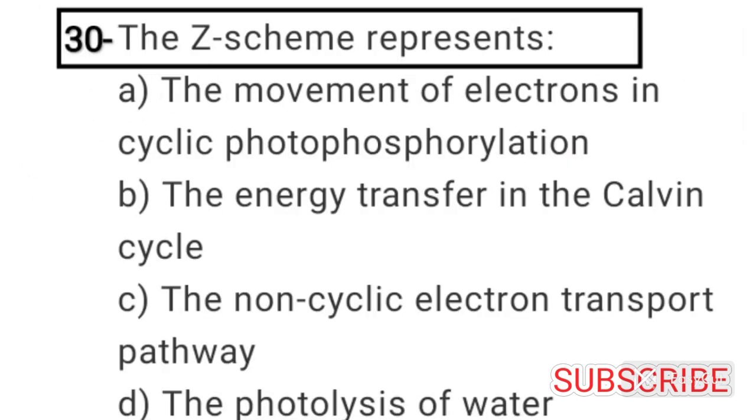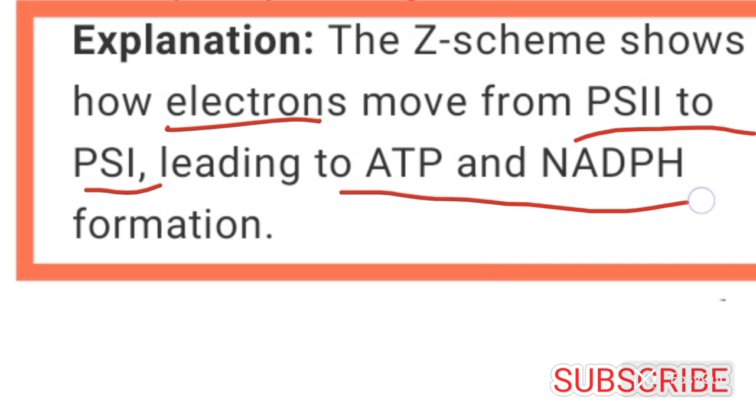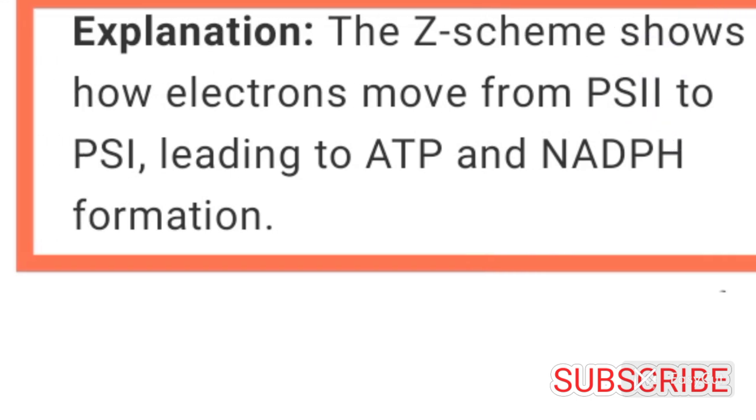The Z scheme represents. Answer is option C, the non-cyclic electron transport pathway. It is Z scheme. So the Z scheme shows how electrons move from photosystem 2 to photosystem 1, leading to ATP and NADPH formation.